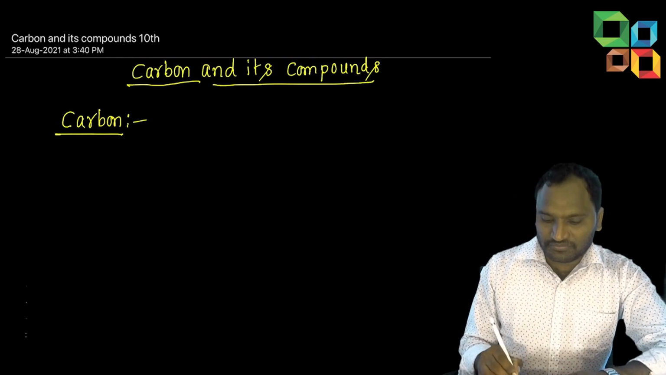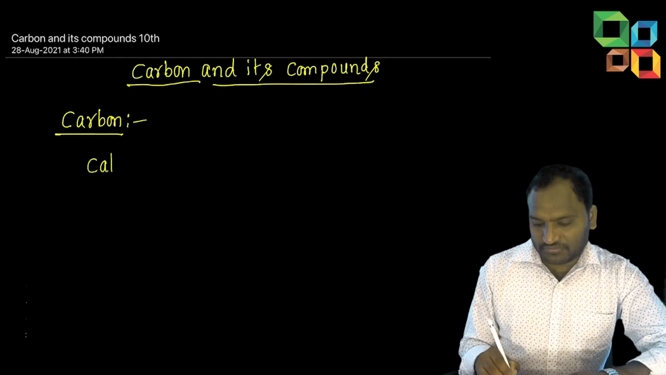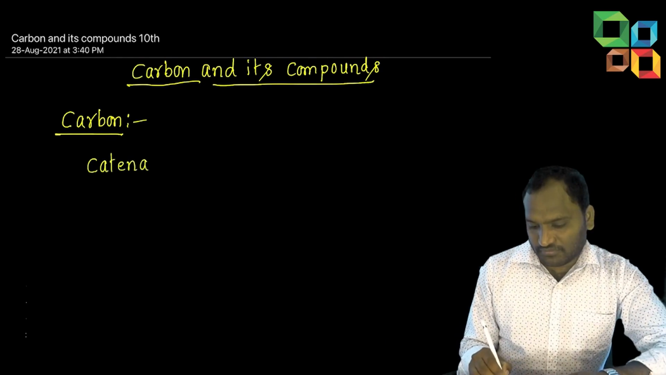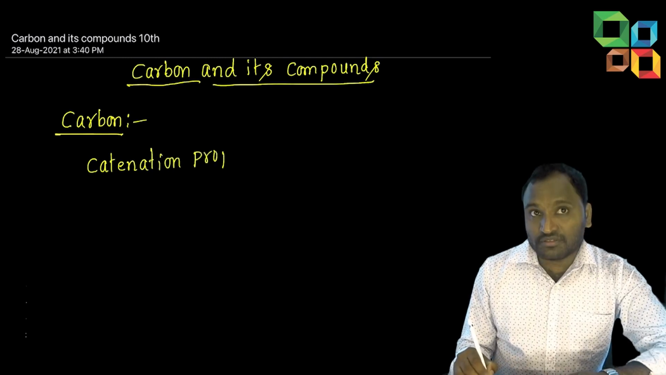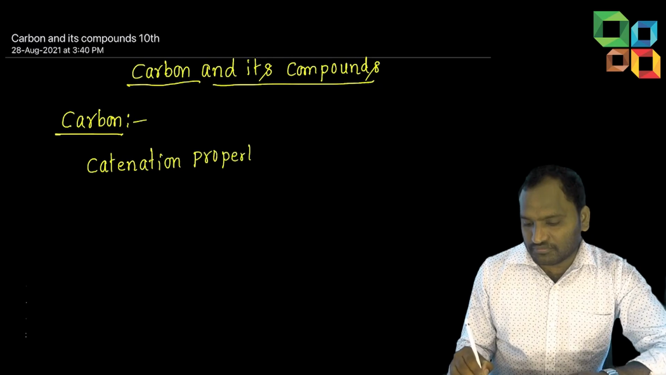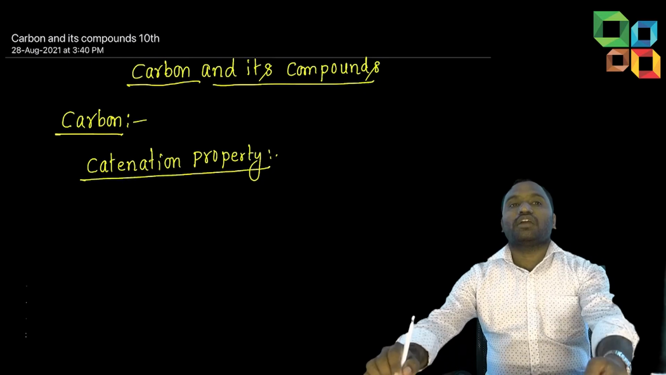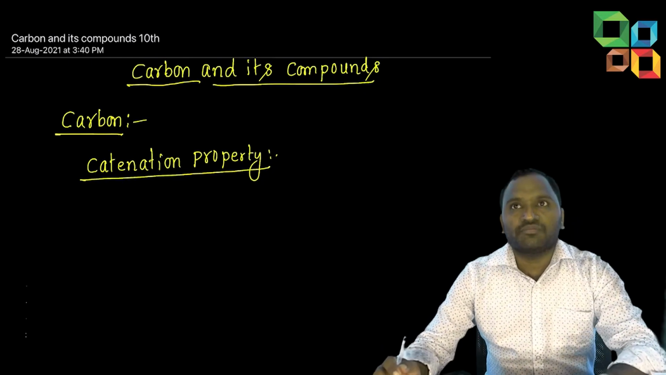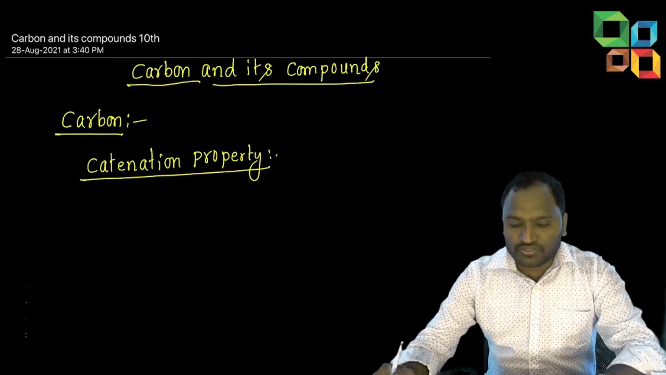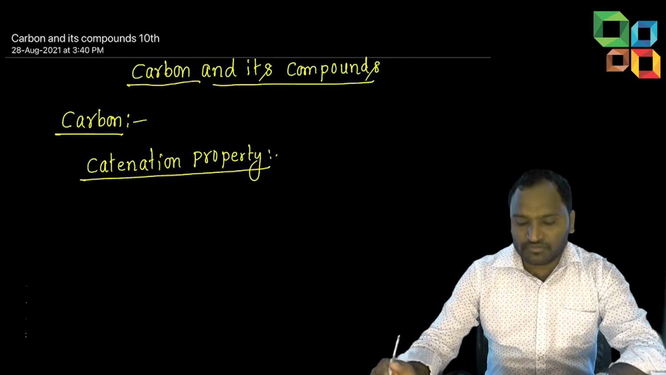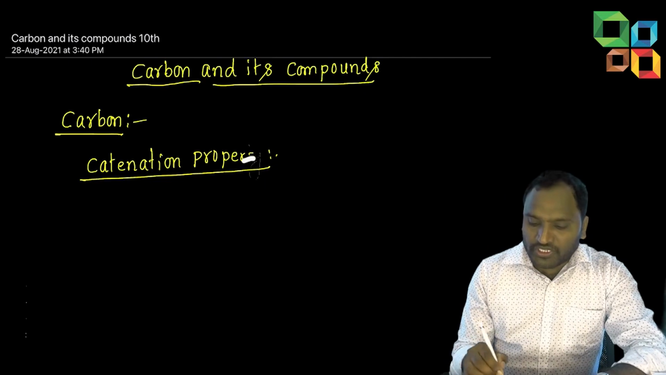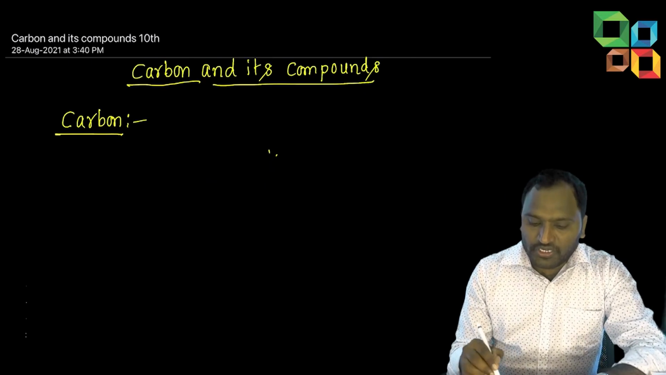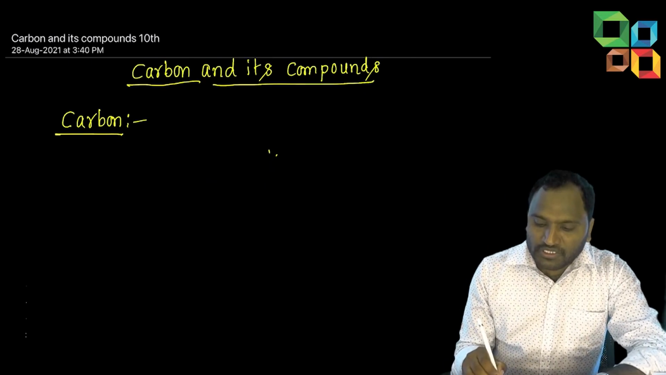The property to form long chains. Ability to form long chains, branched chains, and cyclic compounds. But before going to the catenation property, I wanted to explain carbon's electronic configuration.